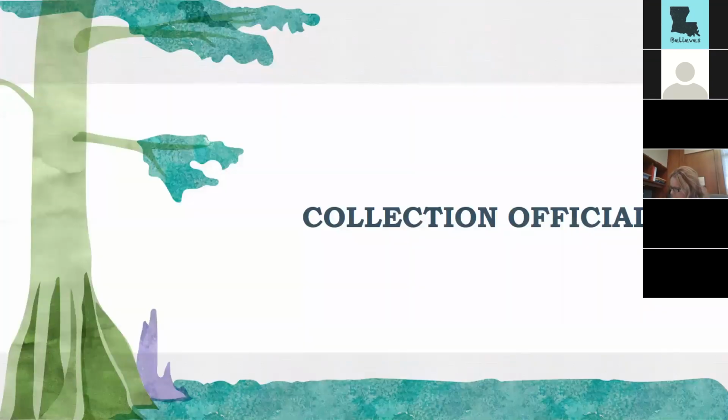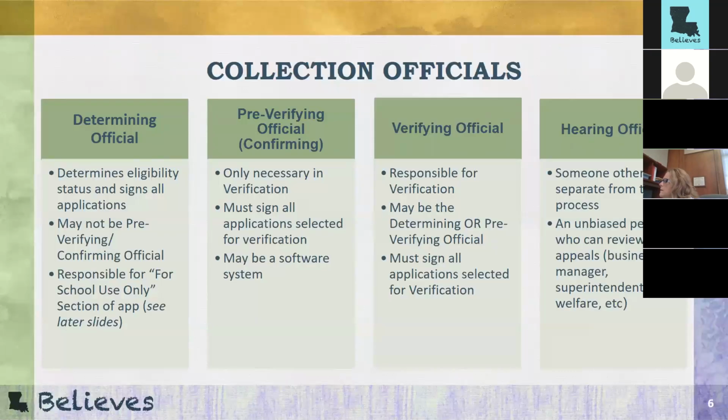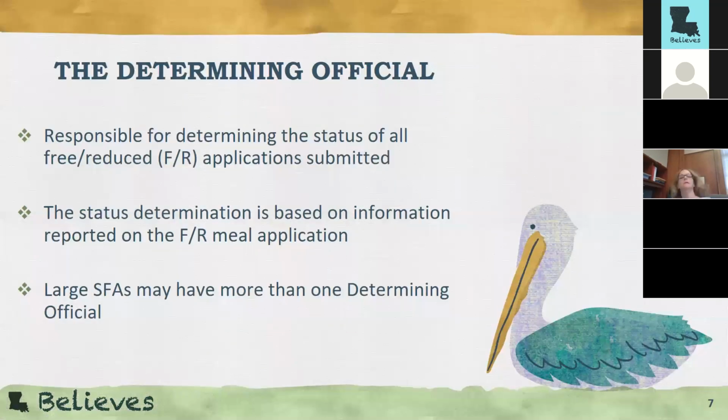Next, we will discuss the collection officials that are reported for all SFAs on the online CMP applications. There are 4 types of collection officials: one, the determining official; two, the pre-verifying, otherwise known as the confirming official; three, the verifying official; and four, the hearing official. Let's discuss the duties of each of these officials.